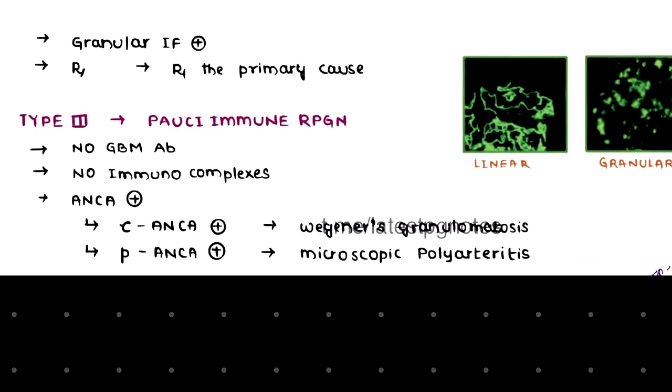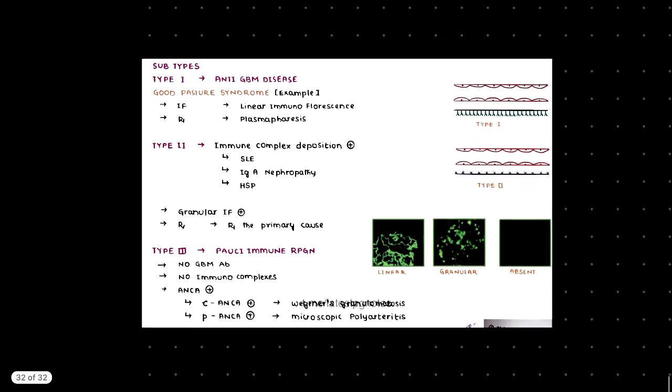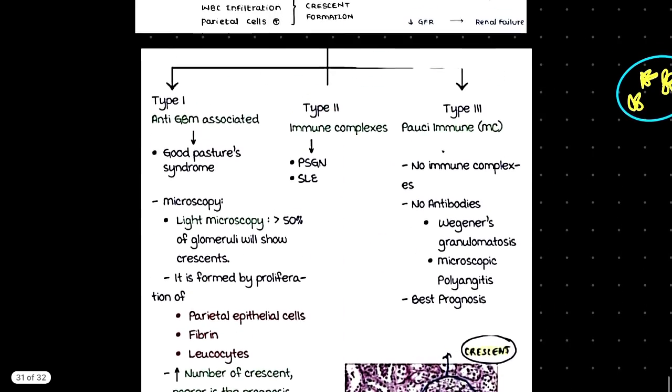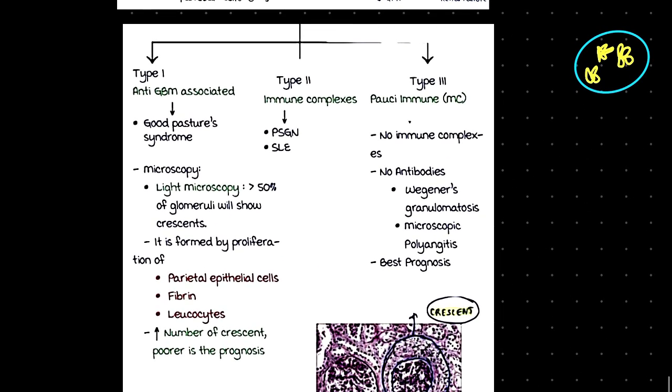polyarteritis, microscopic polyarteritis. So this was about the different types. Now, recalling all the different types, what we said is type 1. What is type 1? It is glomerular basement membrane associated, there will be antibody against glomerular basement membrane, right? One good example is our Goodpasture syndrome.